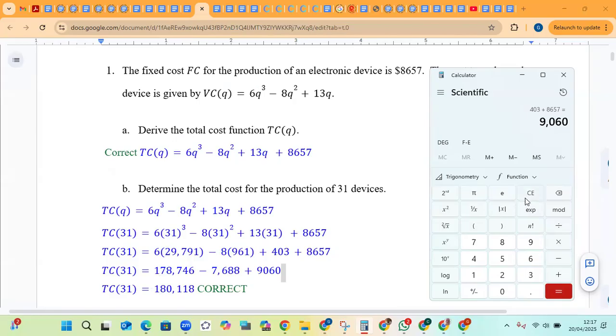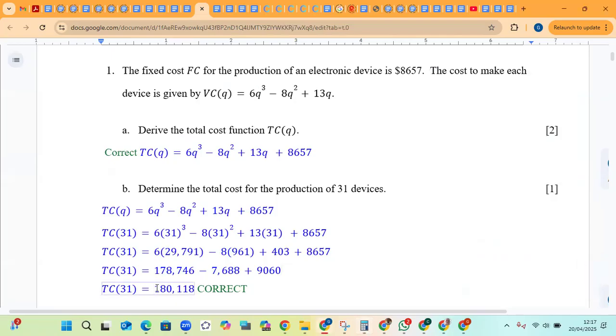Let's just sum this up. Bear in mind this is a negative sign in front of the 7,688. So we have 178,746, take away 7,688, plus 9,060, to give us a total cost of 180,118 to produce 31 devices.